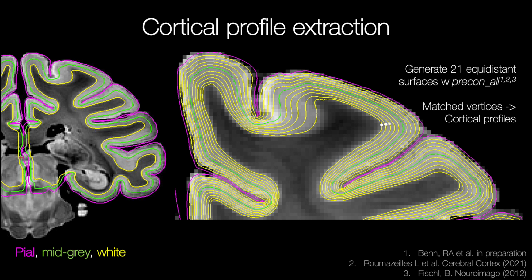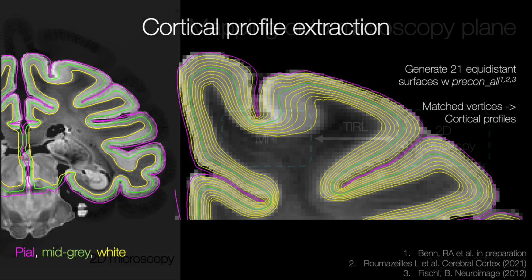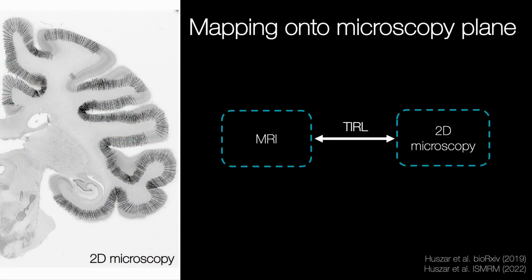To extract these cortical profiles in BigMac, we generated surfaces between the pial and white matter using a modified FreeSurfer pipeline. This resulted in a series of matched vertices, which together describe a set of profiles across the cortex. To compare matched profiles from both MRI and microscopy data in the same brain, we first needed to map our profiles, which were initially defined in MR space, onto the microscopy data.